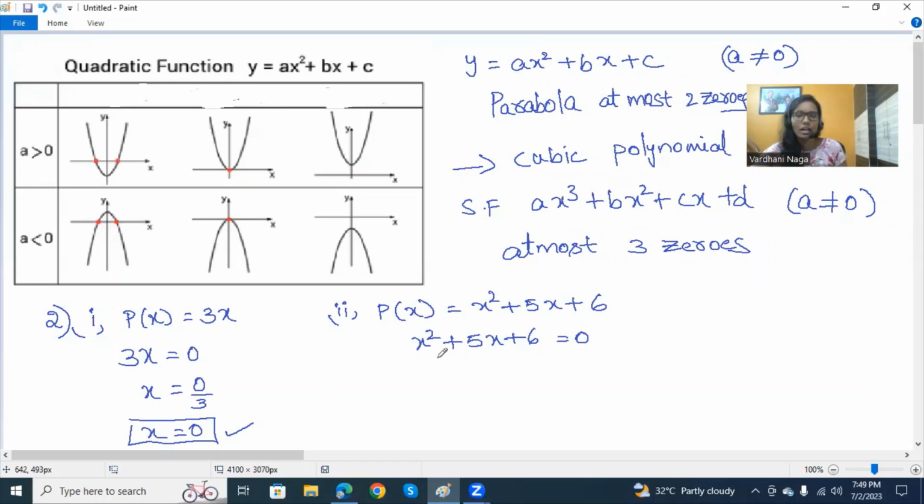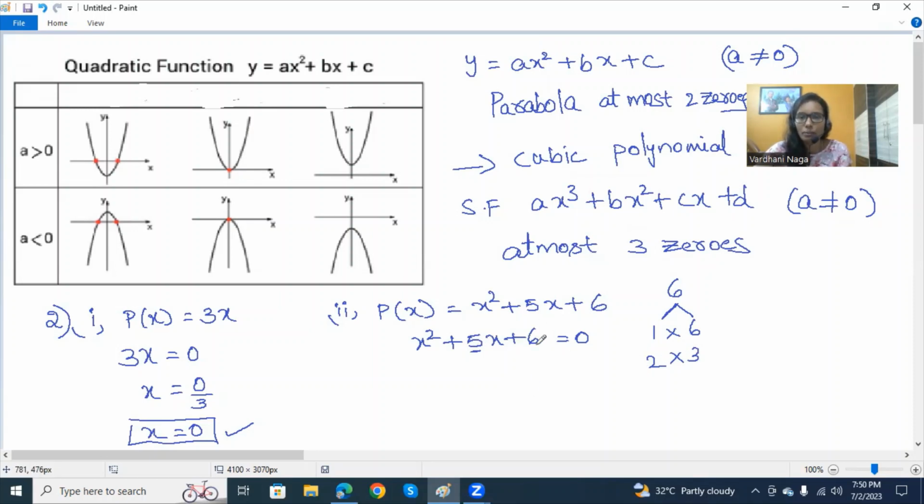For this, how you can solve: take this number 6. Write all the factors in order. 1 into 6 is 6. 2 into 3 is 6, right? Next 3, 3 already exists here. So stop writing. 6 minus 1 gives 5, right? But you need a positive 5 and a positive 6. 3 plus 2 gives 5 and 3 into 2 gives 6.